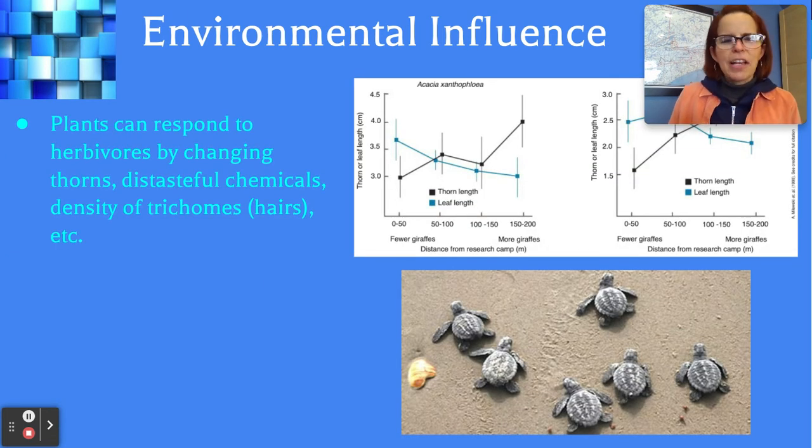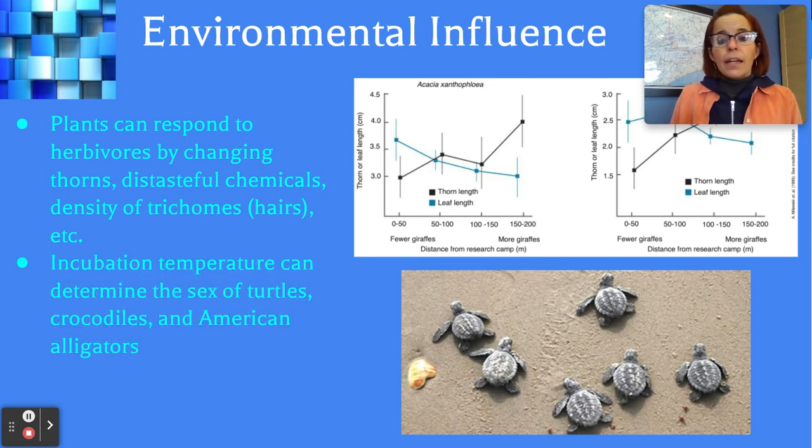All right, other examples. Plants. Who knew plants can respond to herbivores by changing their defenses, like thorns and hairs and chemicals that taste bad and chemicals that make them itch like poison ivy. So the more that they experience herbivory, which means predators that are eating them, they actually are able to respond genetically and produce more thorns or longer thorns, distasteful chemicals, more trichomes, whatever. And so that's what these two graphs are taking a look at.